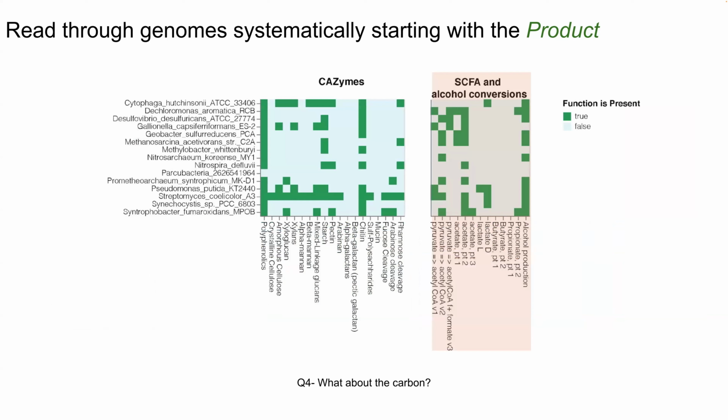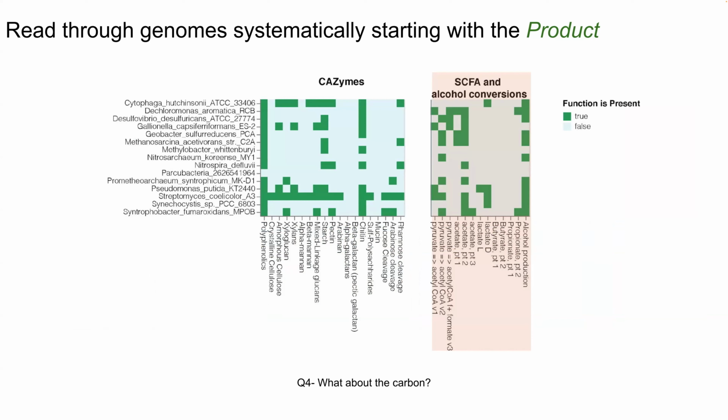Another thing DRAM will give you, and Mikayla brought up enzymes a little bit, is that it will also start telling you what carbon sources things can use. Everything needs a source of energy, but things also need a source of carbon. DRAM has a category on that binary heat map for enzymes and one for short chain fatty acids and alcohol conversions.